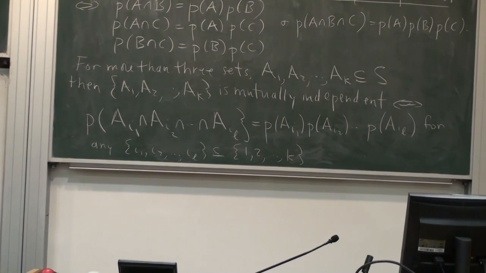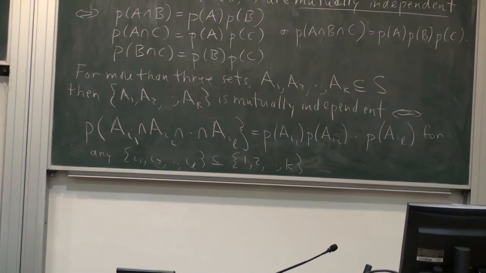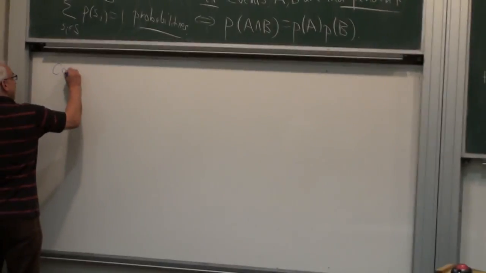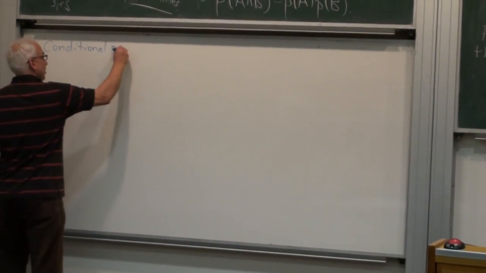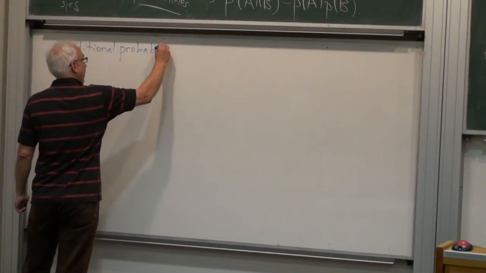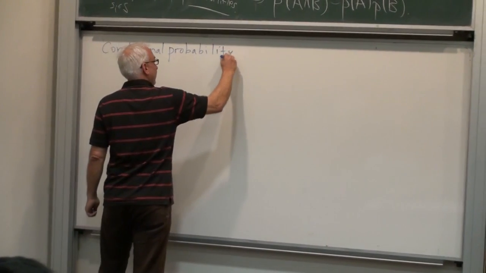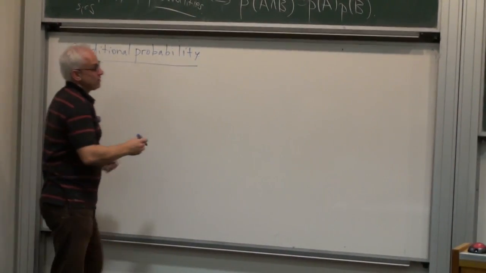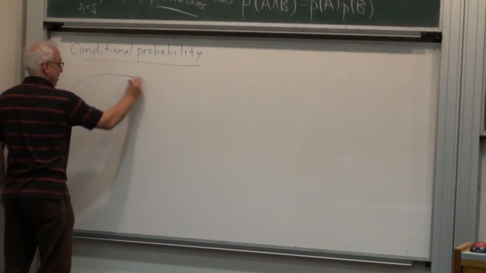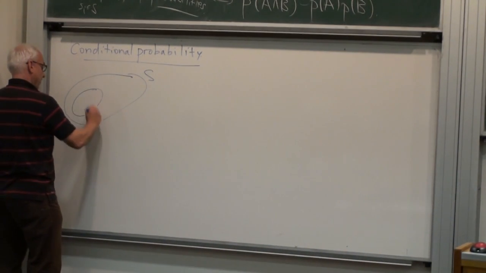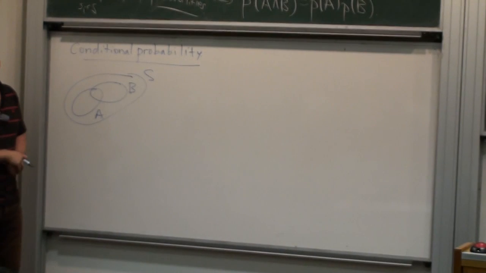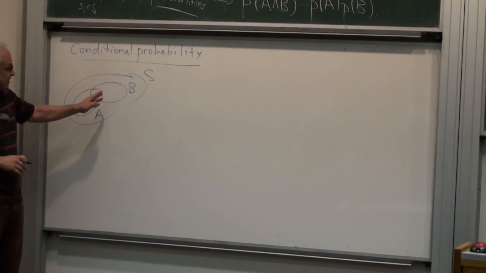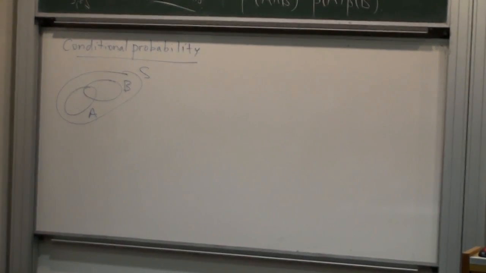All right, now let's remind you about conditional probabilities. So then we had this other notion of a conditional probability. All right, so again, the same diagram. We have a big set S, we have some subset A, we have some other subset B. These are events inside the probability space.